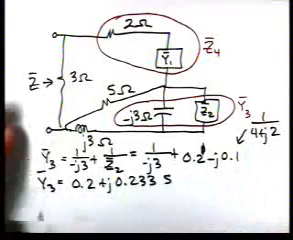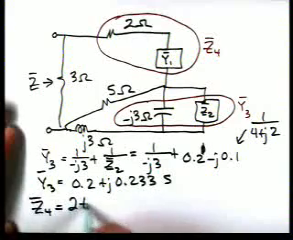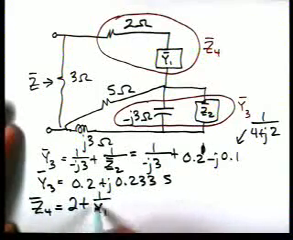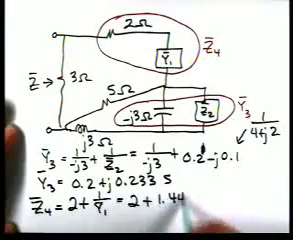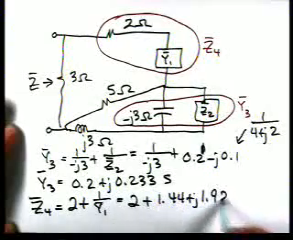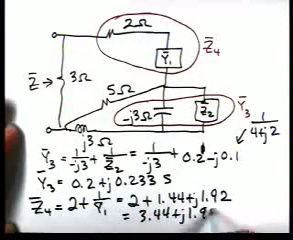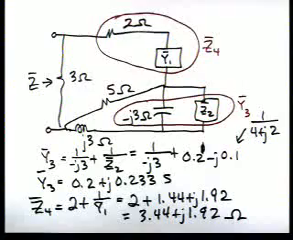Now Z4 is 2 plus 1 over Y1. So we have 2 plus 1 over Y1, which is 1.44 plus j1.92. And that's 3.44 plus j1.92 ohms. So now we've completed those combinations.